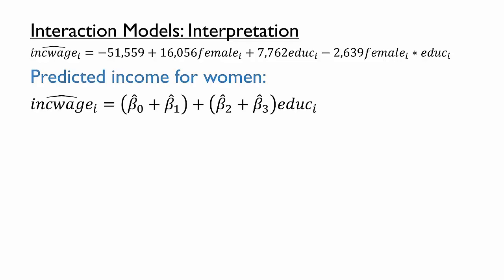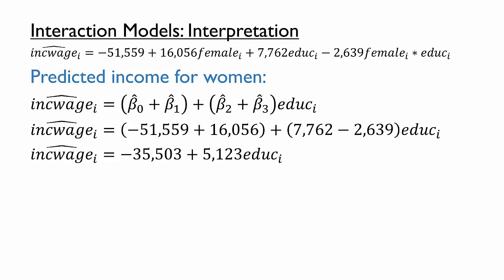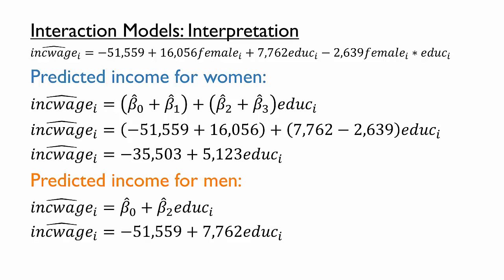Returning to our equation for the predicted income of women in the sample, we can also substitute the numerical values in for each of the beta hats, and then simplify this linear function. We can then repeat again for men, again plugging in the relevant numerical values. With these predictions in hand, it would be useful to see the results graphically.